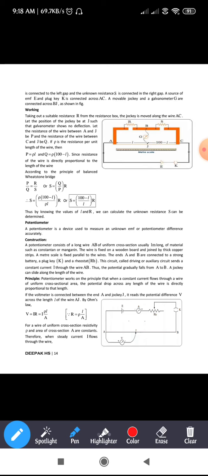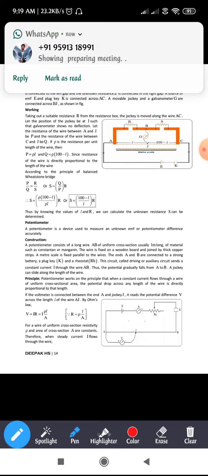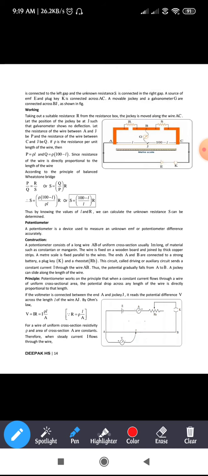Next is 100 minus L divided by L. What is this L value? L value is nothing but where the galvanometer reads 0 deflection. Let us say that the meter bridge starts from 0 to 100, and at the 60 centimeter the galvanometer reads 0 deflection. So the value of L comes out to be 60 there. If you substitute the value of L as 60 in this equation, S is equal to 100 minus 60 divided by 60 into R. This way you can find out the value of S.